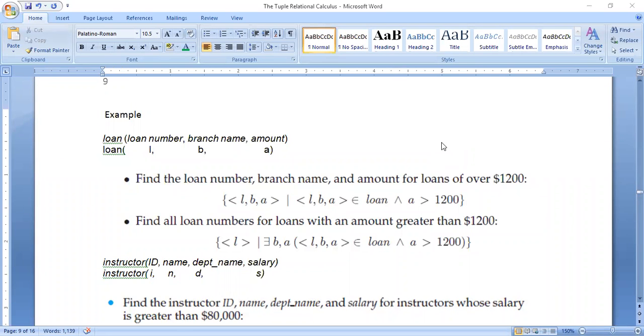Welcome to the Domain Relational Calculus Part 2. Here we will do some examples based on Domain Relational Calculus.